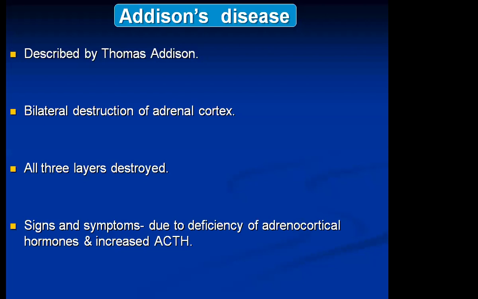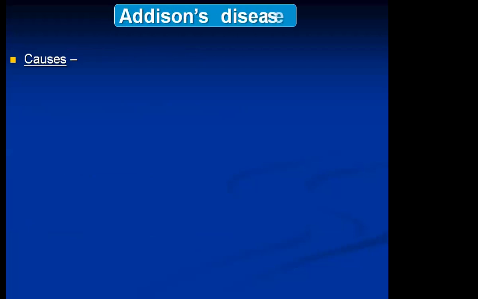If all these layers are destroyed, then what is going to happen? The concentration of the various adrenocortical hormones is going to dip, and therefore there will be a secondary rise in ACTH. So these signs and symptoms are mainly concerned with deficiency of adrenocortical hormones as well as increase in ACTH. So basically, what is the cause of this Addison disease? Why are the various layers destroyed?